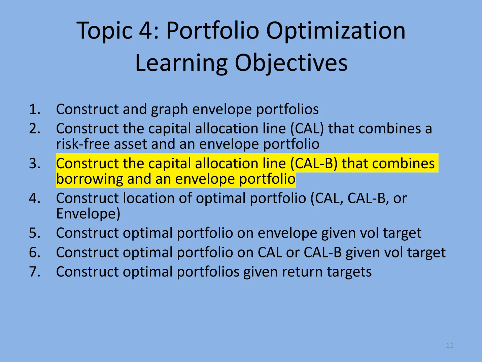So in this section, we constructed the capital allocation line and talked about combining the risk-free asset and that optimal envelope portfolio. In the next topic, we'll construct an optimal capital allocation line if we have borrowing.